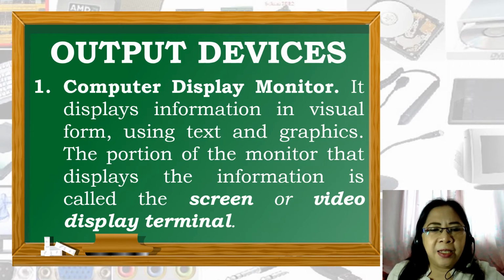Output devices. We have different examples of output devices. The first one is the computer display monitor. It displays information in visual form using text and graphics. The portion of the monitor that displays the information is called the screen or video display terminal.